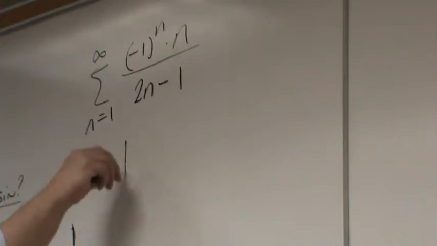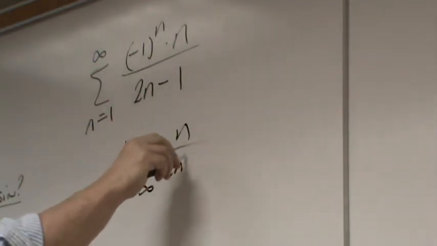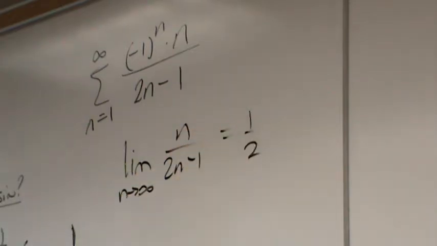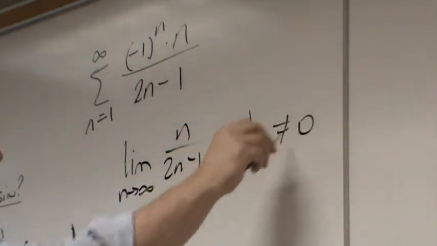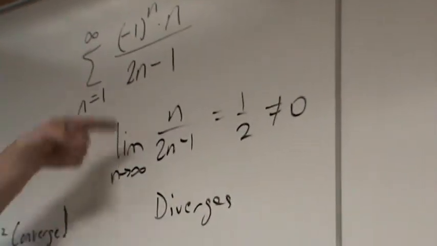Okay, what'd you guys get? Diverge. How many people say diverge? Good for you guys. How'd you know it diverged? Who wants to tell me? How'd you know? Yes, go ahead, Chris. Because if you plug in infinity, you get 1/2 instead of 0. Beautiful, beautiful. The limit as n approaches infinity of the positive cousin is not 0. Yeah, so it diverges. Well, the alternating series diverges.